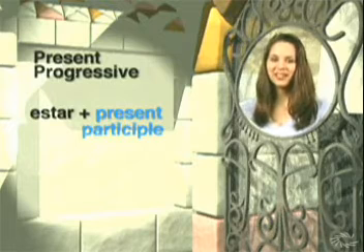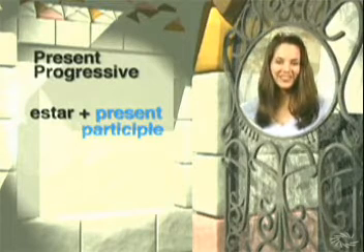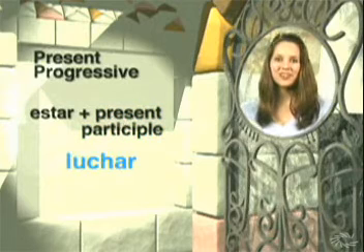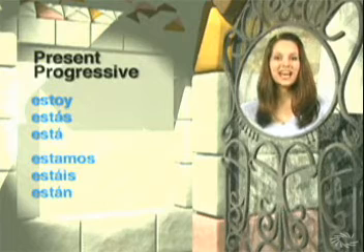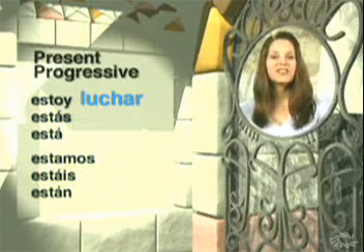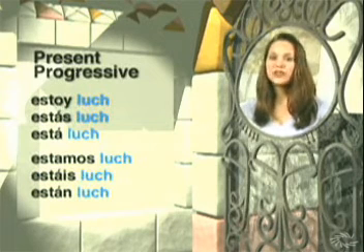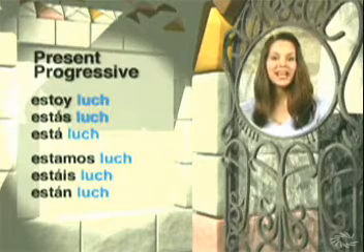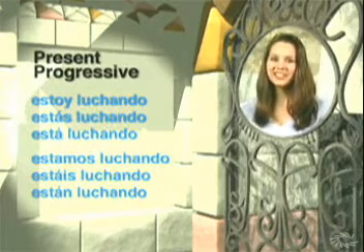Okay, now that we know how to make the present participle of a main verb, let's walk all the way through the conjugation of a verb in the present progressive. We'll use the verb luchar, which means to fight. First, we use the normal conjugation for estar. Then we form the present participle of luchar. We knock off that AR ending, which leaves us with the stem. Now, since luchar is an AR verb, we'll add ando, luchando. We plug that into our chart, and now we're ready to go.